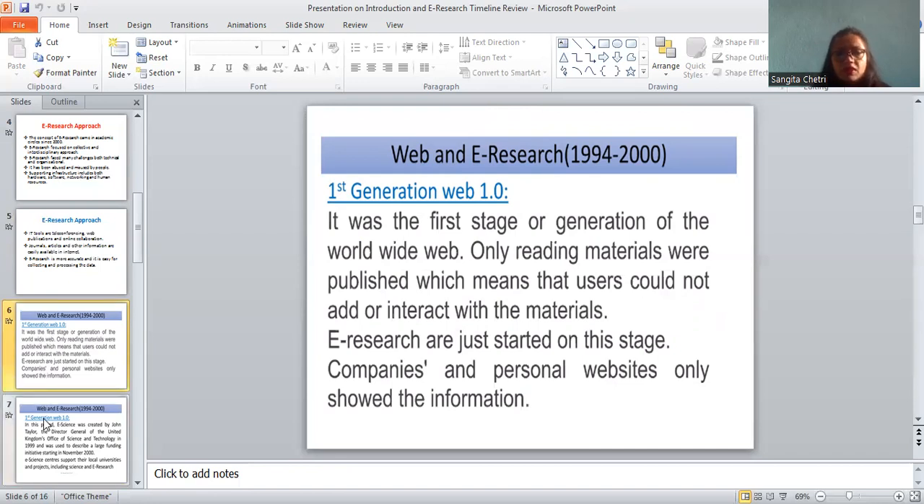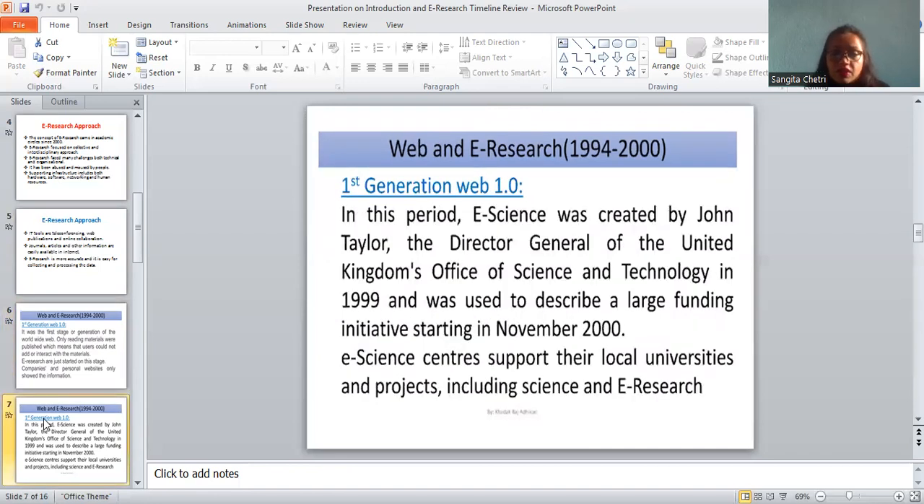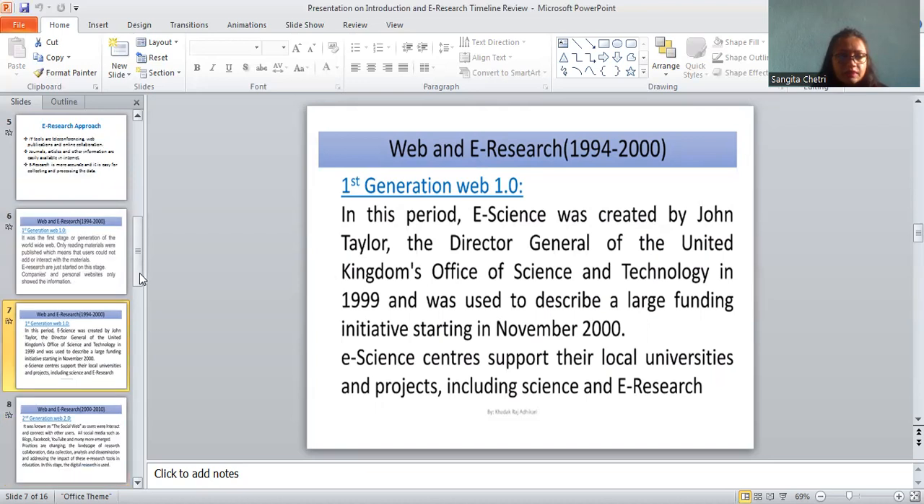first wave generation. Next, first wave generation, Wave 1.0. In this period, e-science was created by John Taylor, the Director General of the United Kingdom's Office of Science and Technology in 1999, and was used to describe a large funding initiative starting in November 2000. E-Science Centers support their local universities and projects including science and research. So it was the starting phase. Director John Taylor started it in the United Kingdom Office of Science and Technology.